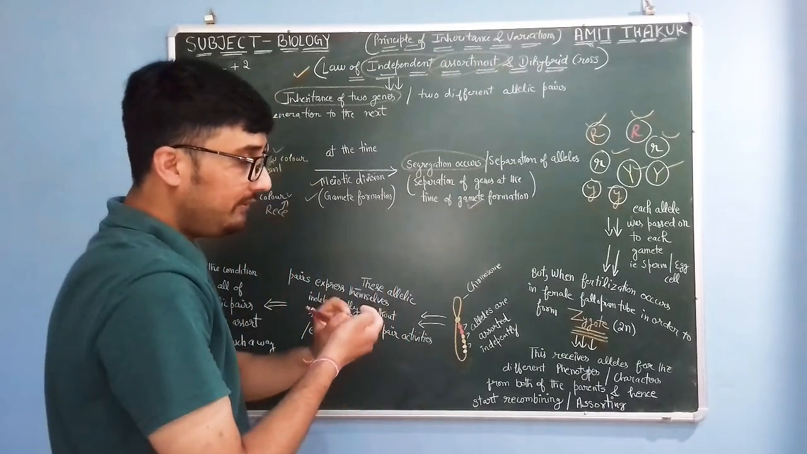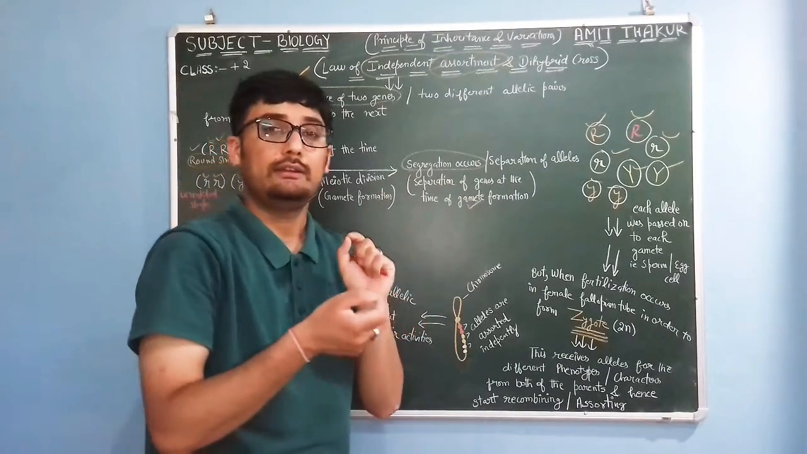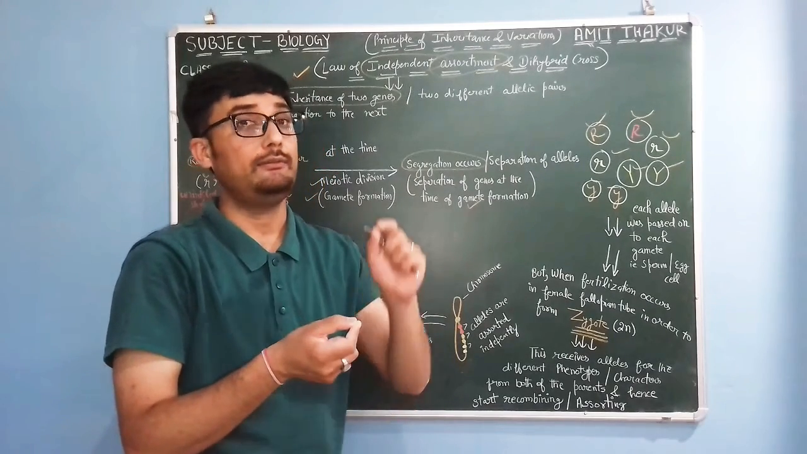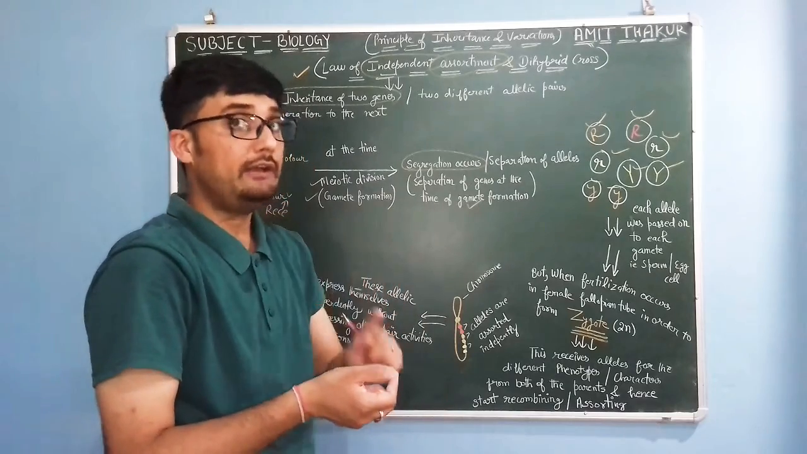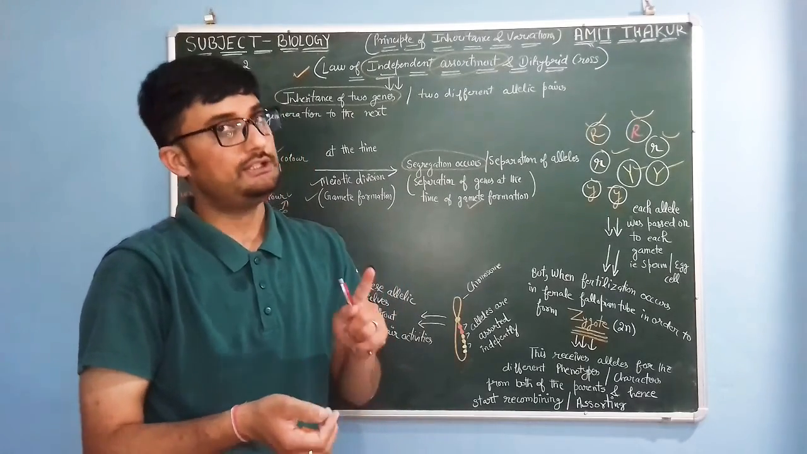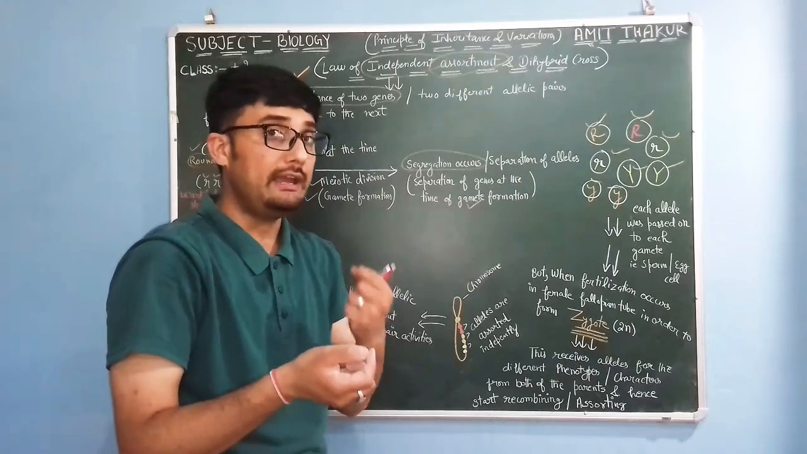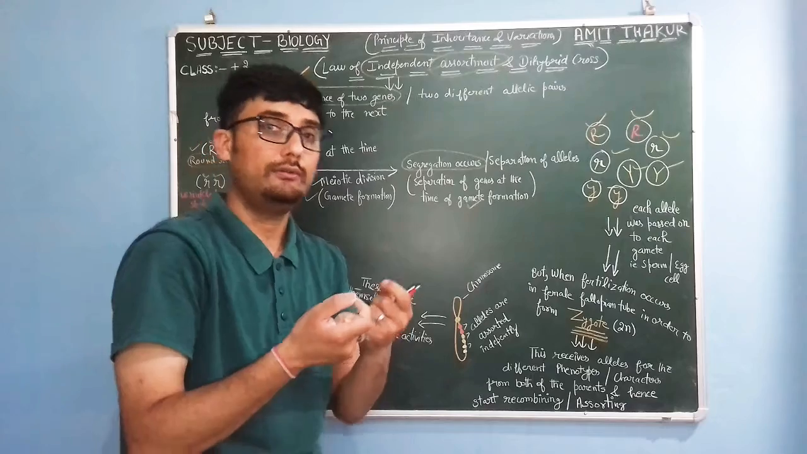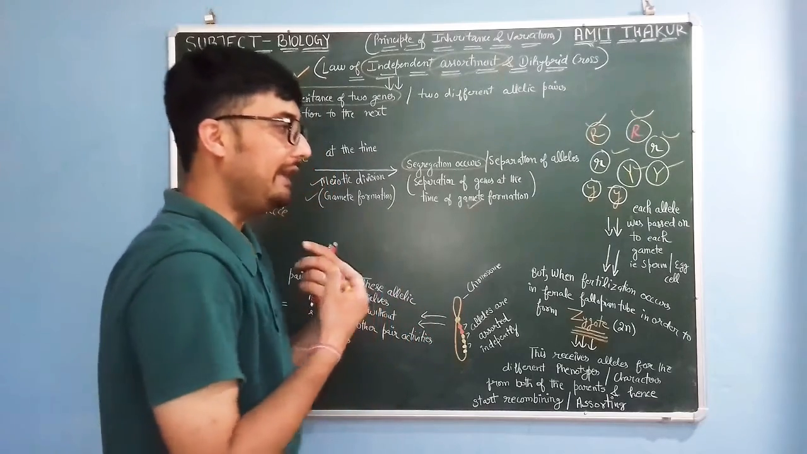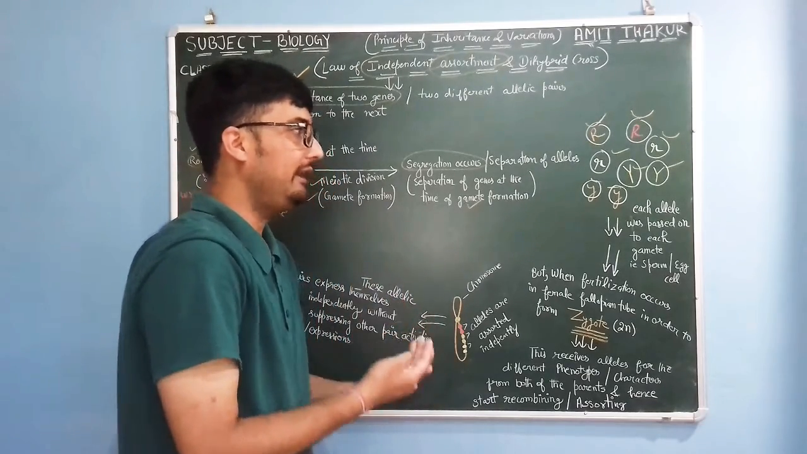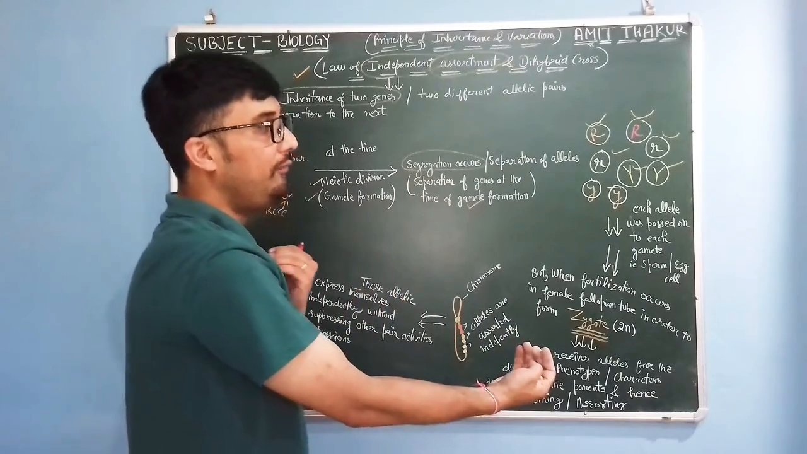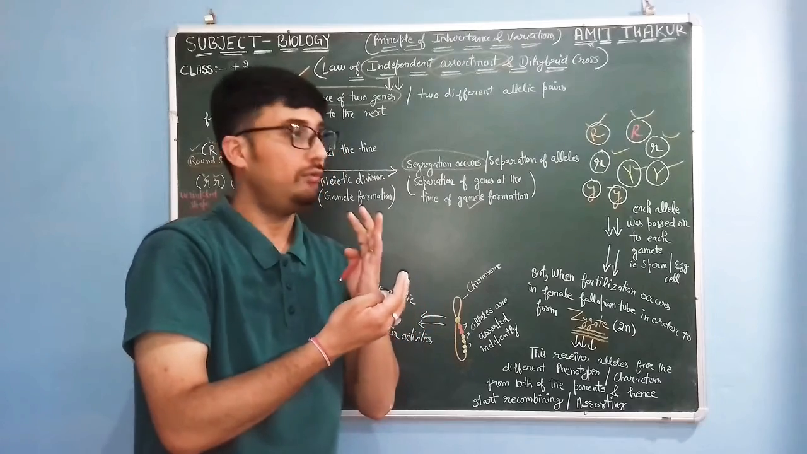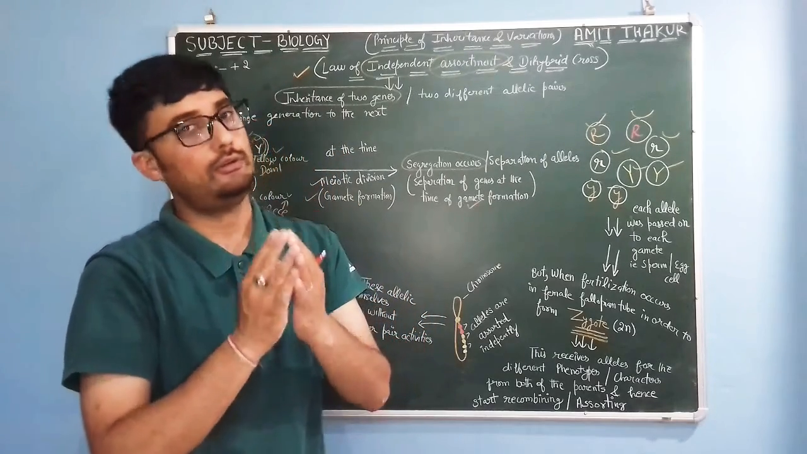When sperm cell and egg cell get fertilized inside the female reproductive system, that is in the fallopian tube, the zygote is formed. And when the zygote is formed, again there is recombination of the genes which are carrying the same trait, or you can say the recombination of alleles which are responsible for the same trait or character.